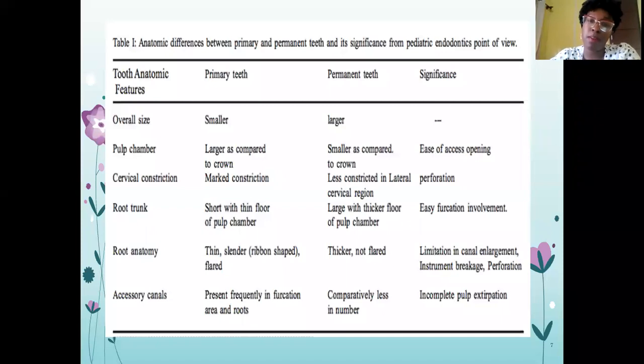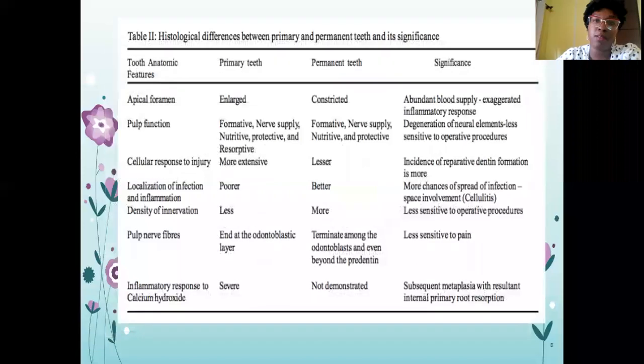There's a high risk of instrument breakage and also a high risk of perforation when you're dealing with the primary teeth. Accessory canals are quite numerous, and they are frequently present in the furcation area and the roots. We'll see more about that. So a lot of the time you may not be able to completely extirpate all the pulp that you'd like to extirpate. But one of the good things is that primary teeth are really kind to our techniques.